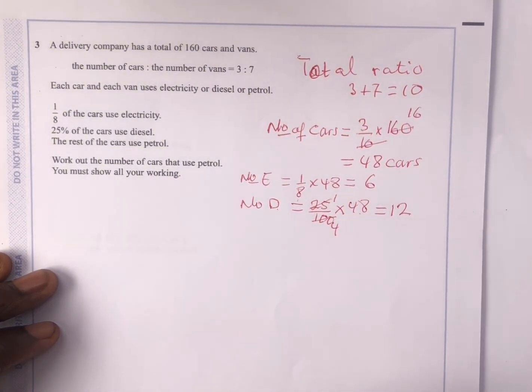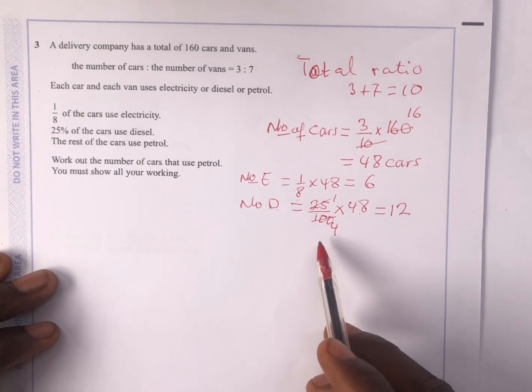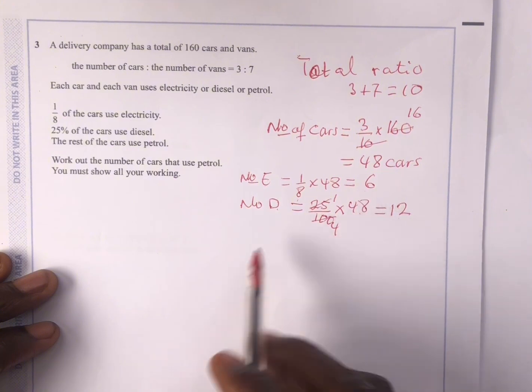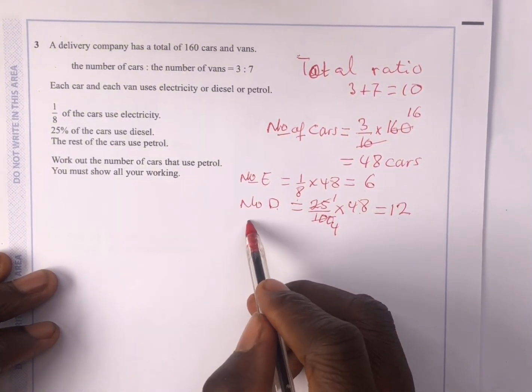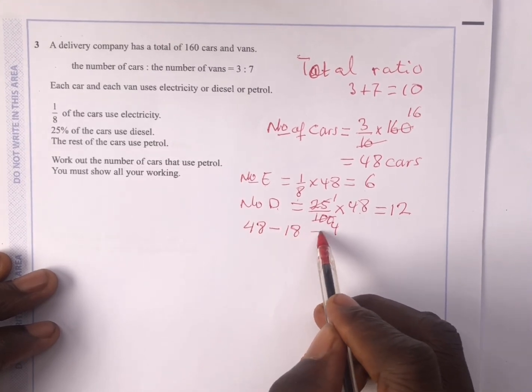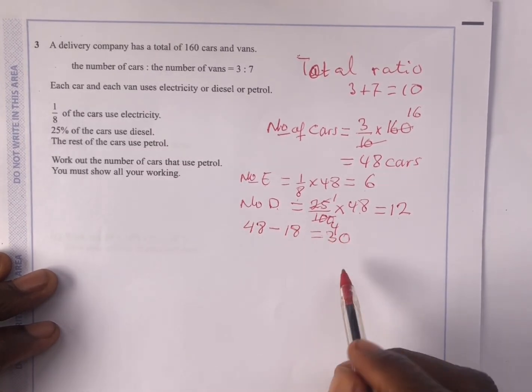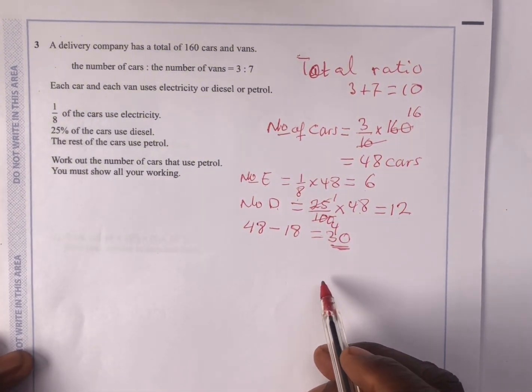So here, the rest of the cars use petrol. How do we find the rest of the cars? We add 12 to 6 to get 18. Then we take 48 minus 18. That will give us 30 cars. So 30 cars use petrol in a very simple way.